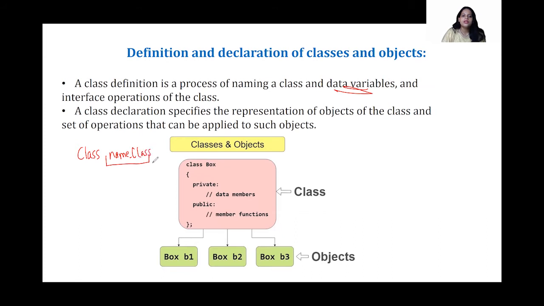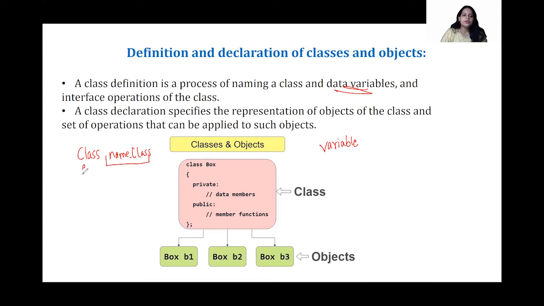The name of the class follows the same rules we follow to declare a variable. What are those rules? Your name cannot start with a number. Your name cannot have a blank space. The same rules are followed by the name of the class also. A name cannot be a keyword, such things, whichever we follow in C++.